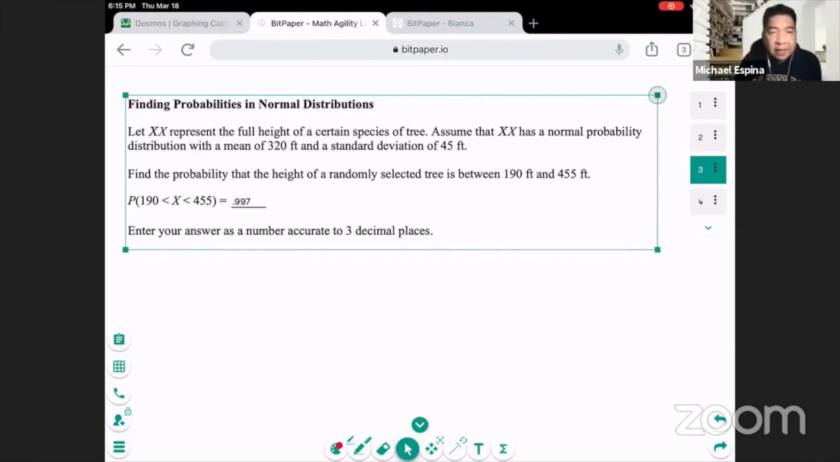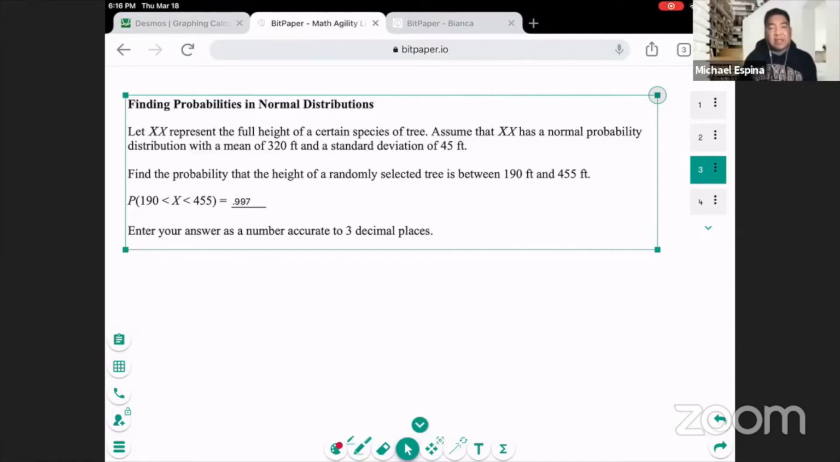Let x represent the full height of a certain species of tree. Assume that x has a normal probability distribution with a mean of 320 feet and a standard deviation of 45 feet. Find the probability that the height of a randomly selected tree is between 190 feet and 455 feet. So actually there is already an answer. The probability of x between 190 and 455, I think I already wrote it here, is 0.997. But I'll show you the solution.